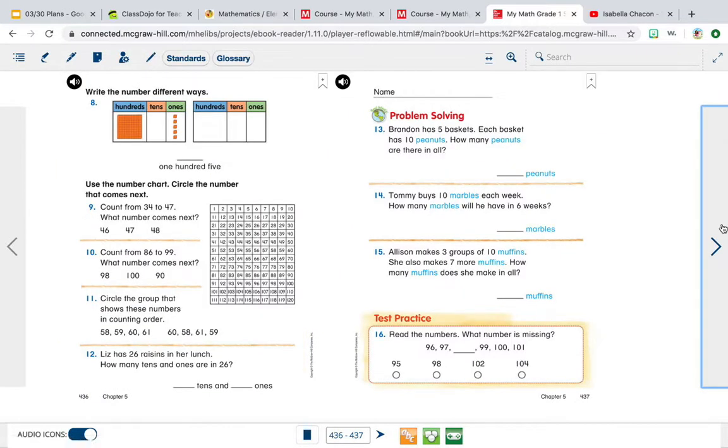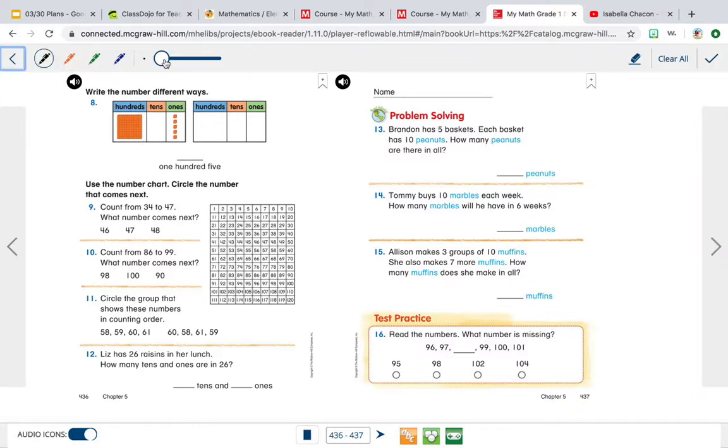Now, write the number in different ways. So here we have 100.